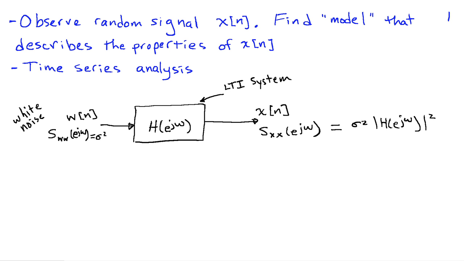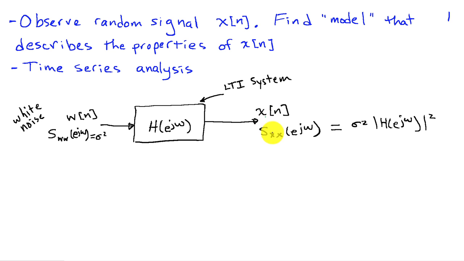This is a topic that's often addressed in the context of time series analysis, and our approach here is we're going to have a linear time invariant system described by a frequency response h of e to the j omega and represent our signal x of n as the output of this system when the input is given by white noise. So the power spectrum of the input is just a constant for all frequency.